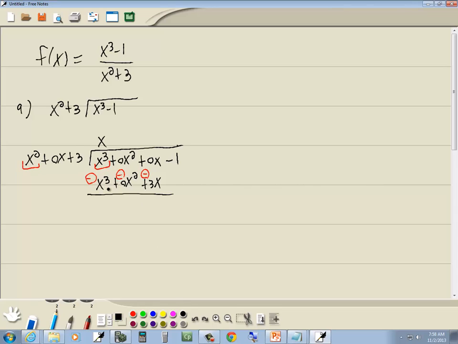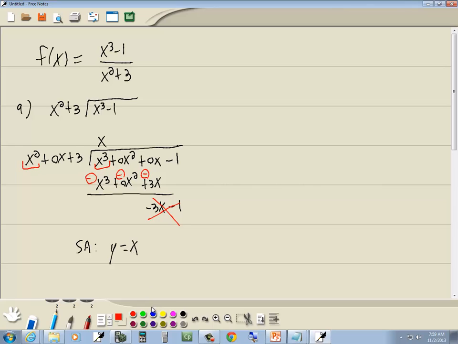We got x to the third minus x to the third, that drops away. 0x squared minus 0x squared, well those are both 0, so those drop away. 0x minus 3x is negative 3x, and then I'll bring down the minus 1. Now the degree of what we're dividing by is 2, and the degree of this is 1. When the degree of this becomes less than what we're dividing by, you cross that out, and our slant asymptote is up here. So our slant asymptote is y is equal to x.